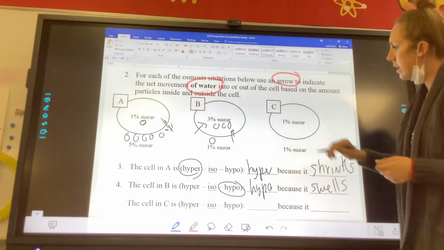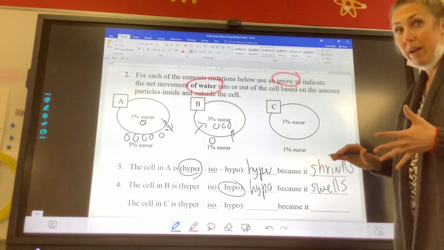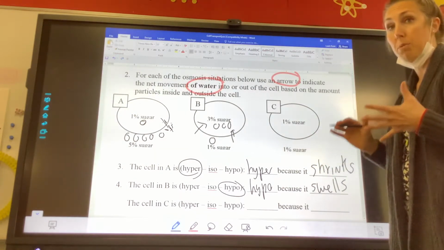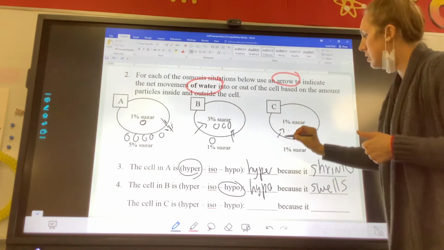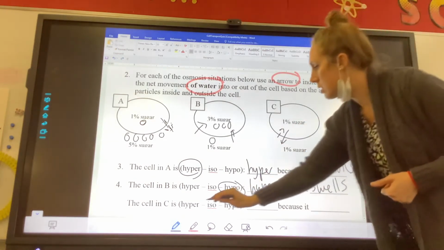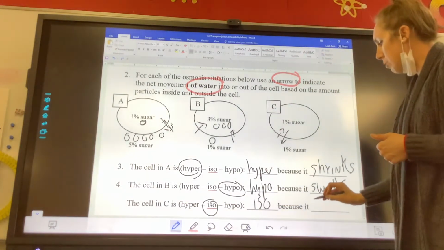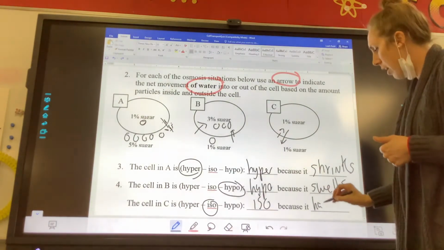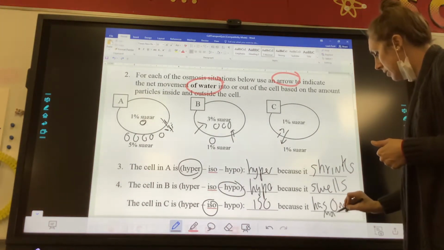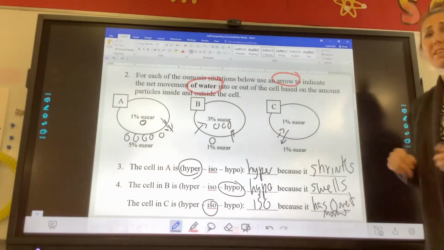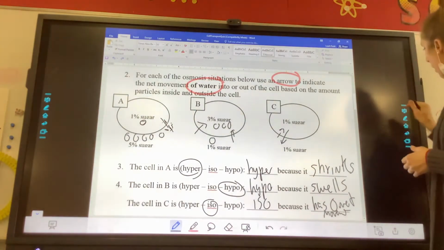Okay. And here, when it's equal, there's no movement, but there is a net movement of 0. So whatever goes in, the same amount comes out. This is iso because it, you could write, has 0 net movement. You could say because it stays the same size, whatever you want to put. Okay.